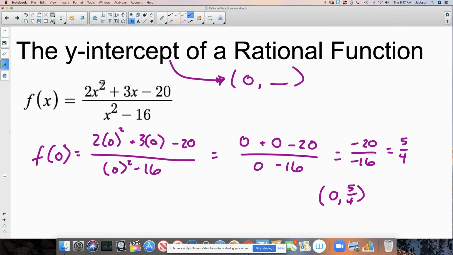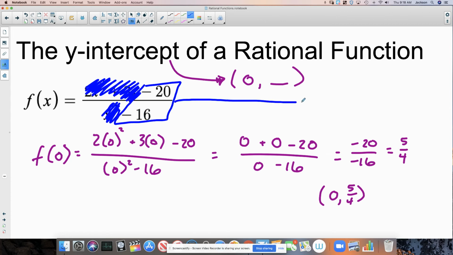right? If we're plugging a 0 in for x, any x term in this entire rational function basically goes away. So when you're talking about the y-intercept, all you need to do is look at the ratio of these two constants, of the floating constants. I've called them that in previous videos, right? The floating constant in the numerator is negative 20. The floating constant in the denominator is negative 16.